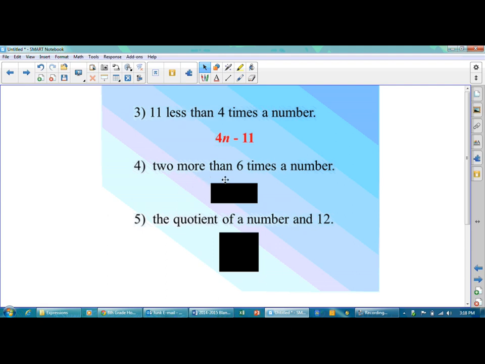And, well, that can kind of throw off your answer. Okay. 2 more than 6 times a number. Well, 6 times a number, so 6n, 2 more than, plus 2. Okay, the quotient of a number and 12. So the quotient of, so that means division. A number and 12, so a number divided by 12. x over 12.